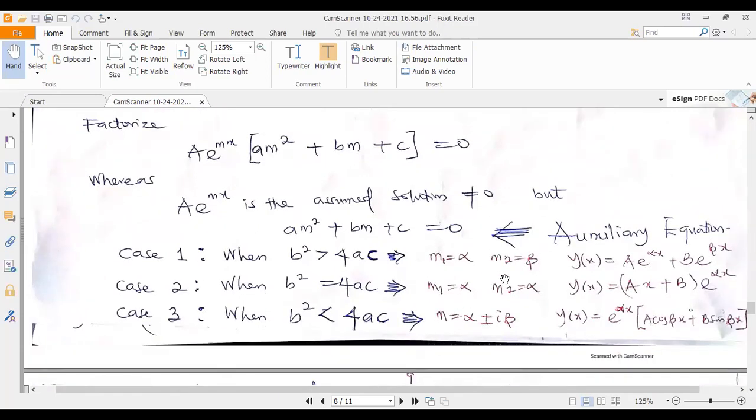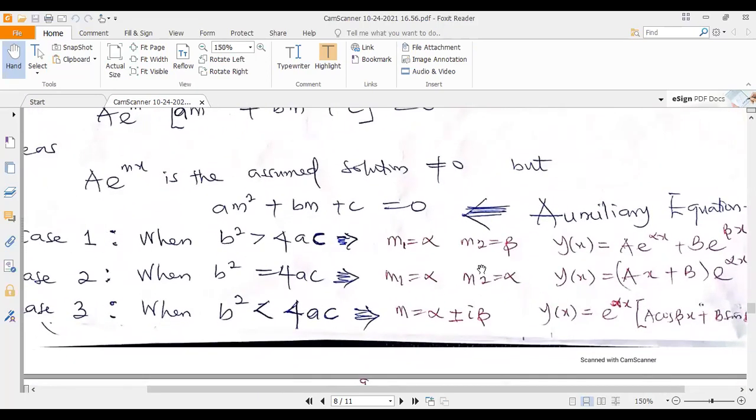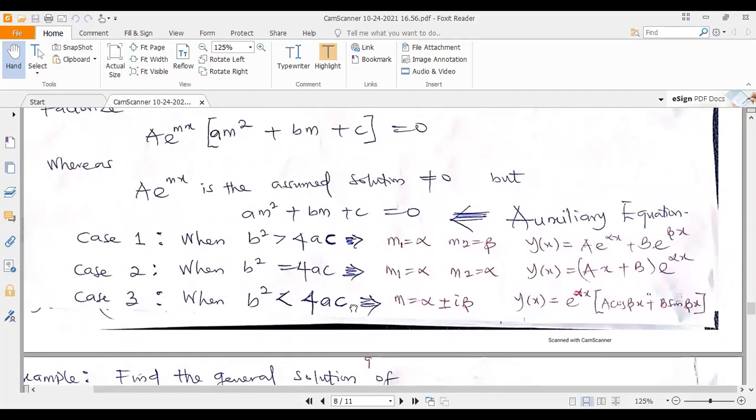And if you are to solve the auxiliary equation, there are three cases involved. Based on our knowledge of quadratic equations, if b squared is greater than 4ac, it means that we are going to have two different solutions that are distinct. And if there are two and they are distinct, it means that we can call them alpha and beta. So how do we now get the solution? We now say the solution is A exponential alpha x plus B exponential beta x.